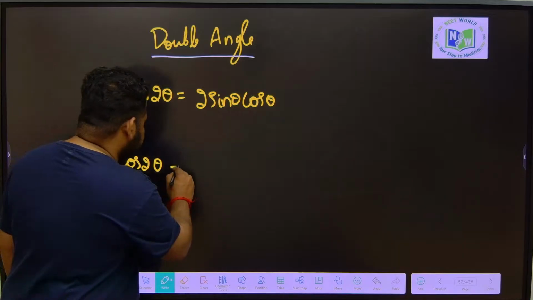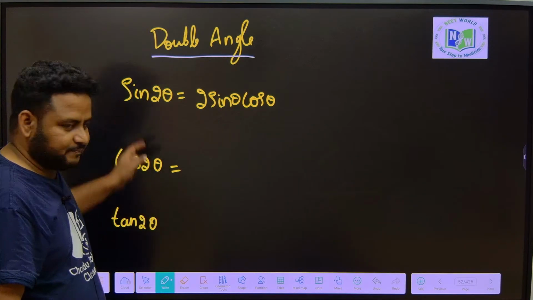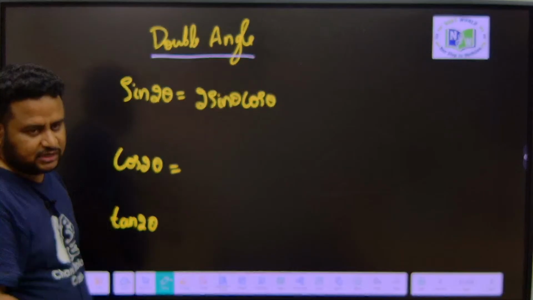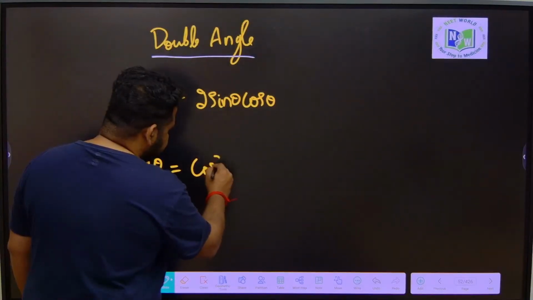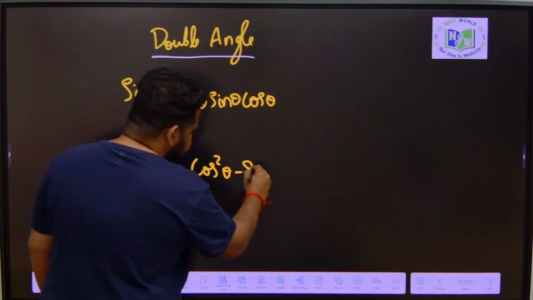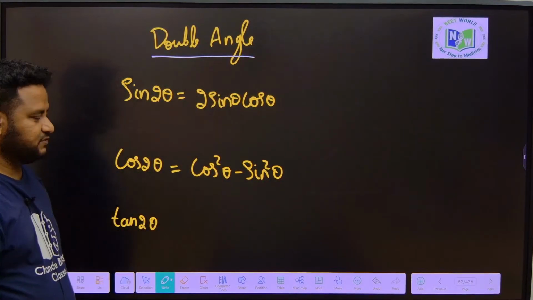When it comes to cos 2 theta, I told you he will not combine. So this 2 will go up. He is egoistic, whatever he does, he will take it to his head. And the same thing you will ask sin to do. So this will become cos square theta minus sin square theta. Cos square theta minus sin square theta.